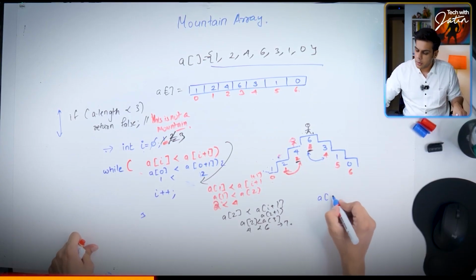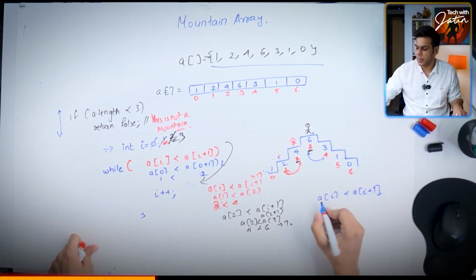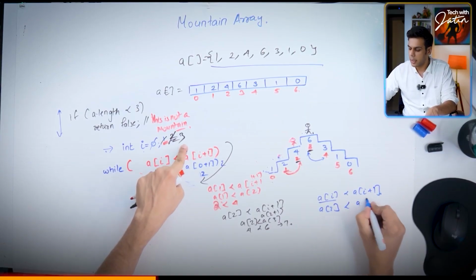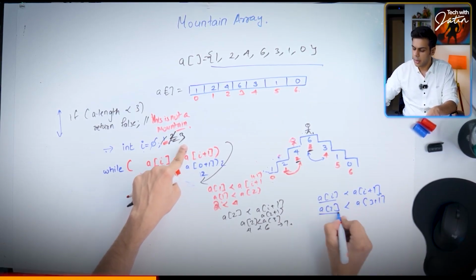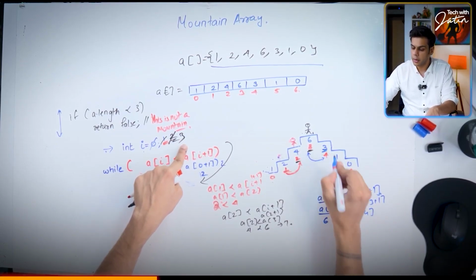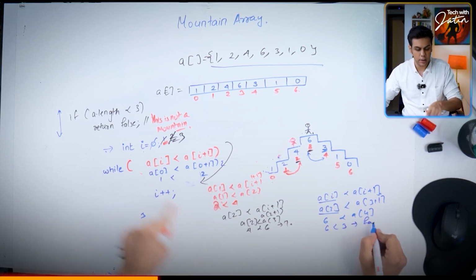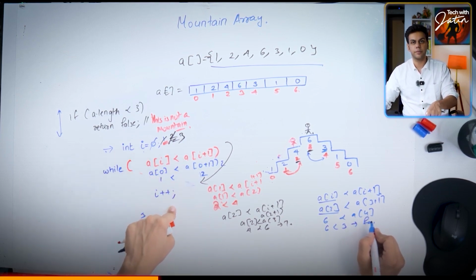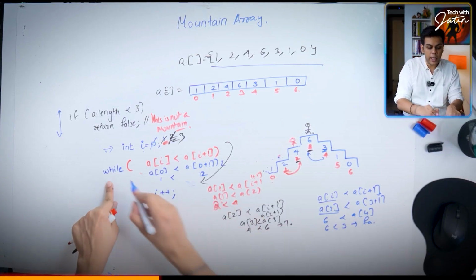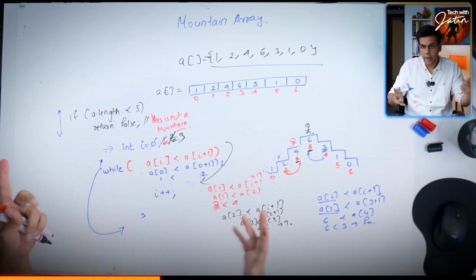A of I less than A of I plus 1. A of I is what? I is 3. Less than A of 3 plus 1. A of 3 is 6. 6 less than A of 4. A of 4 is 3. Right? 6 less than 3. Condition is false. It's not going to go inside the loop. So this while condition is going to fail. And then it should come out over here somewhere.